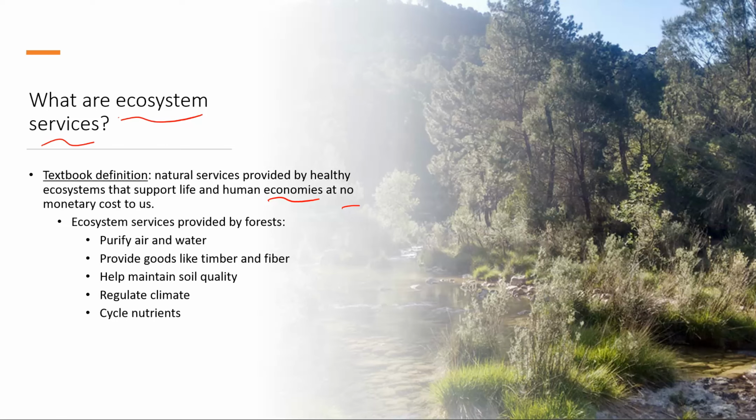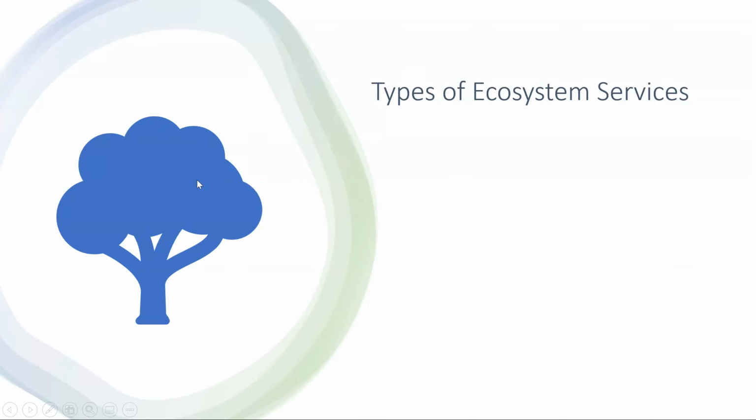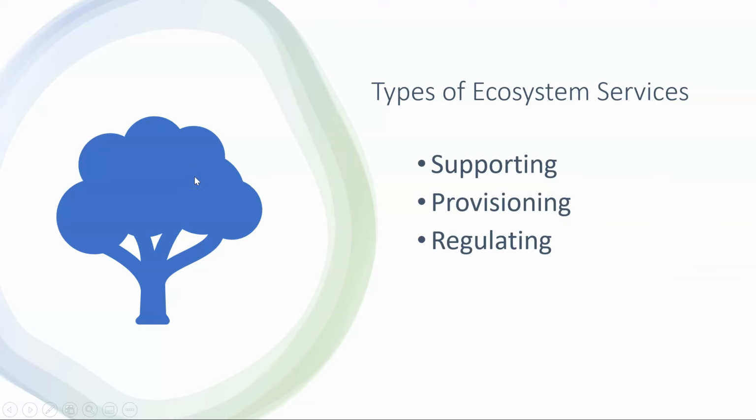Okay, so ecosystem services is a very broad term, and so we're going to divide them up into four main types. There are what are called supporting, provisioning, regulating, and cultural ecosystem services. We will discuss each of those four types one at a time, and we'll start with supporting.